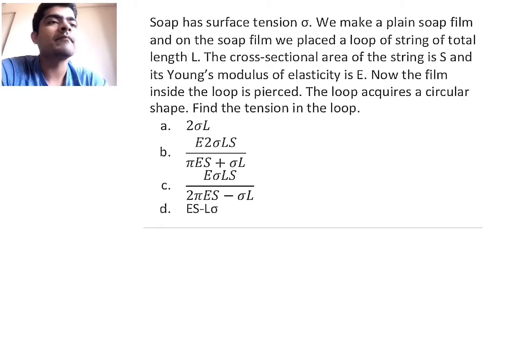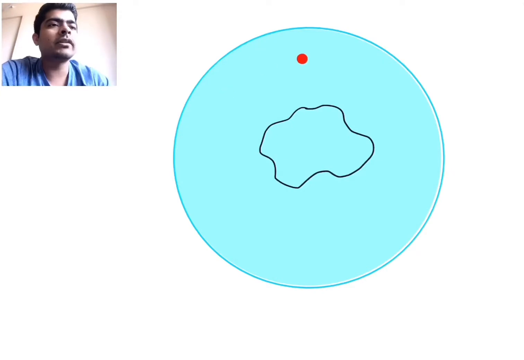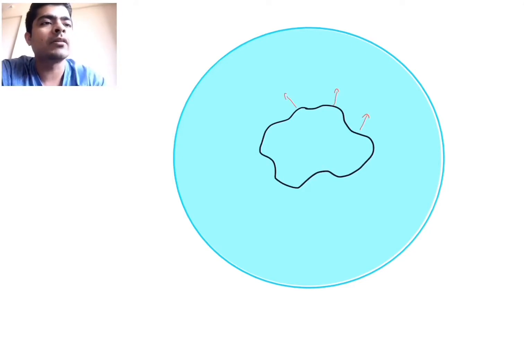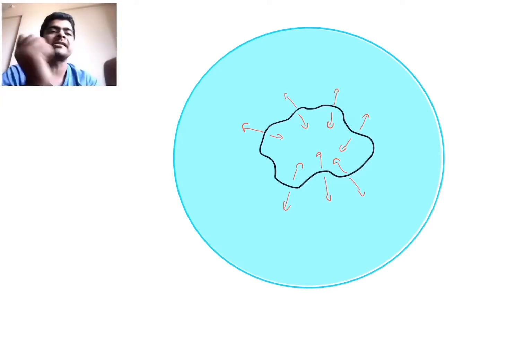Okay, so now let's proceed with the solution. Here you can see this blue colored is a soap film, and here we have this loop of the string, black colored one, right? Now in this position the soap film is applying force due to surface tension from outside on the loop, correct, as well as from inside on the loop, right? So net force on the loop is 0 inside and outside. Inwards and outwards net force is 0, so the loop will be in random shape, correct?